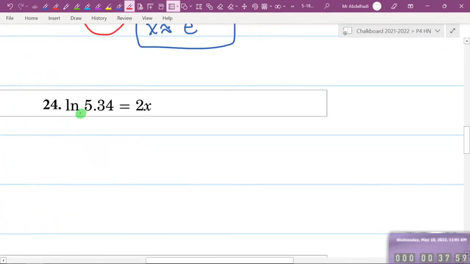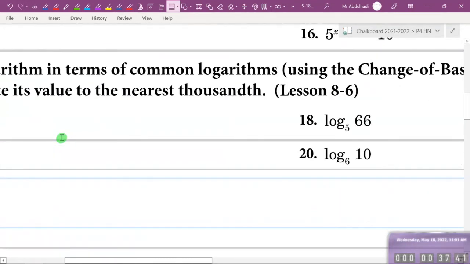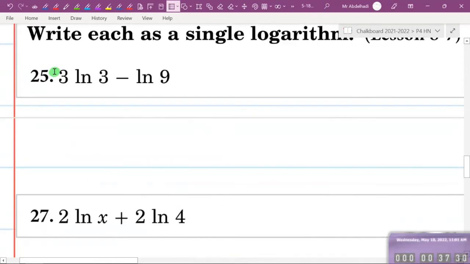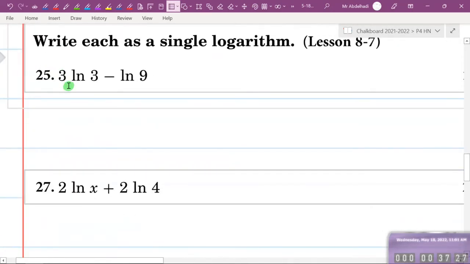Another logarithm. So once again, this is the log base e. So it's this base to this power equals this decimal. So we have e to the 2x equals 5.34. All right, next section. Write as a single logarithm for the next 4 problems. So we're just going to be combining logs. Now the four properties of logs are the same for logs of any base. So natural logs are no different.